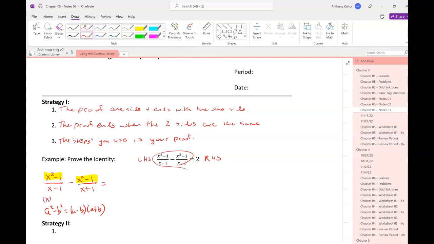So what we have is our a is x, and our b is 1. How is x squared minus 1 going to factor? Use the pattern that I've just written down. X minus 1, x plus 1. So that's what I'm going to do as my first step, is I'm going to factor those quadratics.